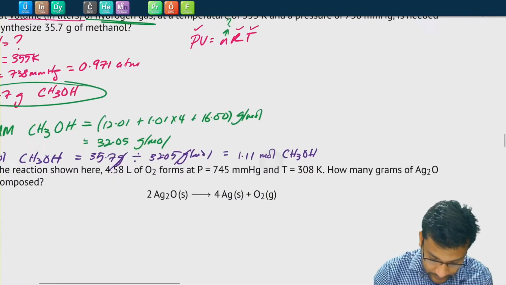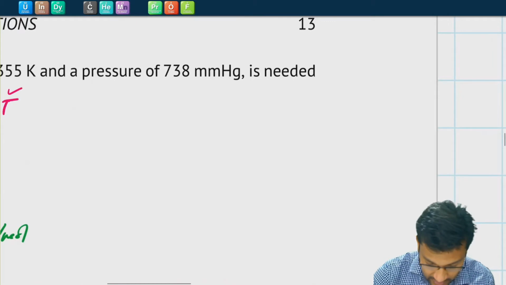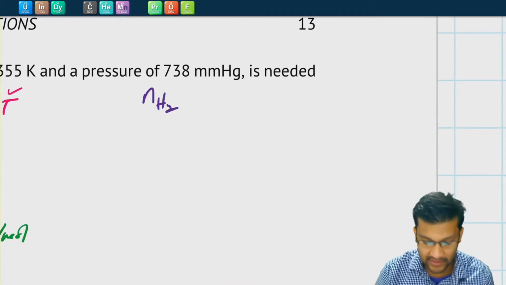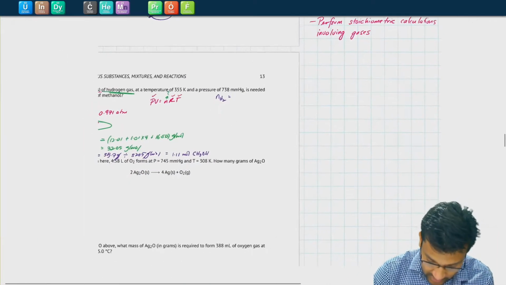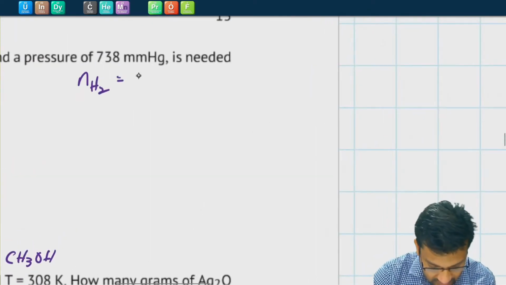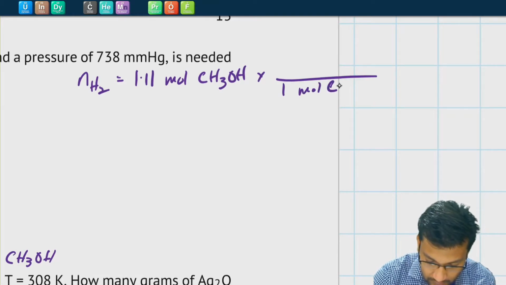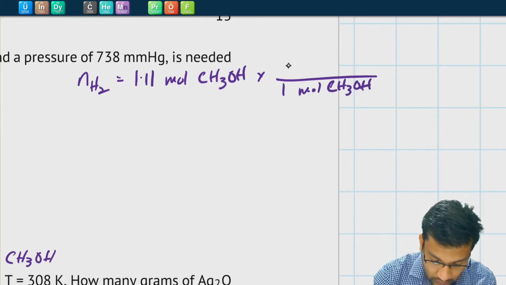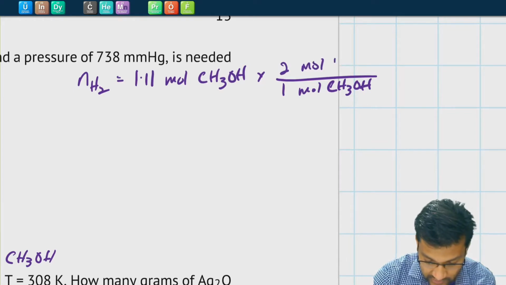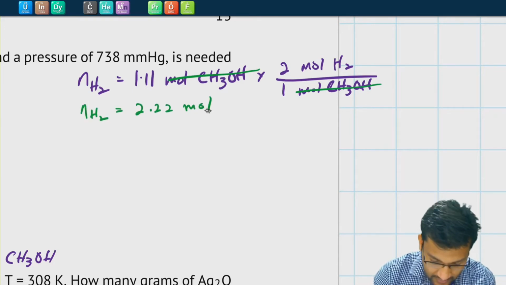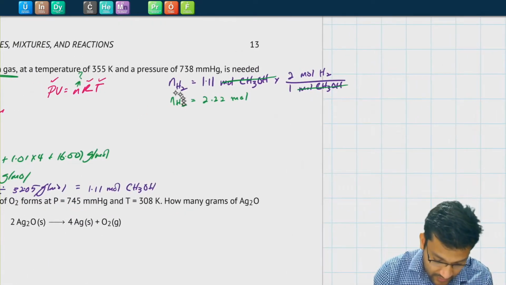So let me go over here. The moles of hydrogen, I'm using n because this is a gas and we use it in the PV equals nRT equation, is going to be the moles of methanol, which is 1.11 moles of methanol. And the mole ratio is for every 1 mole of methanol, we get 2 moles of hydrogen, so the number of moles of hydrogen is 2.22. That's simple math.